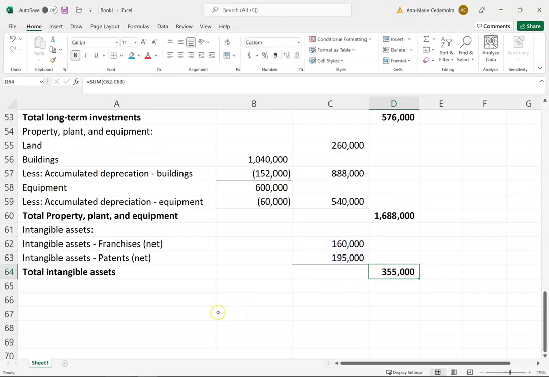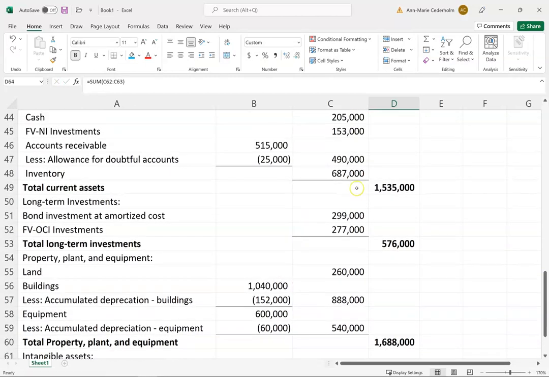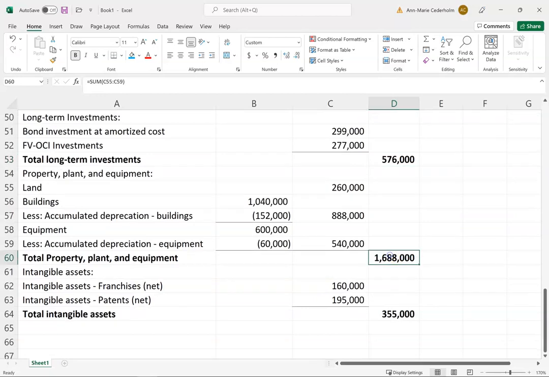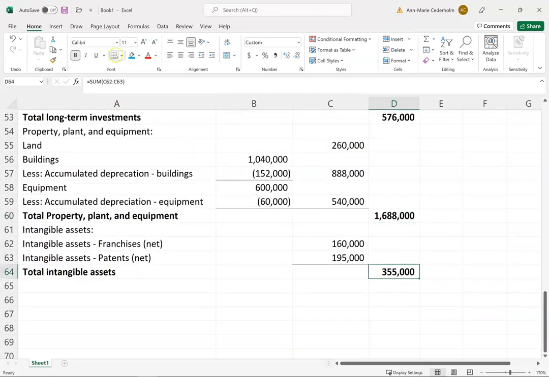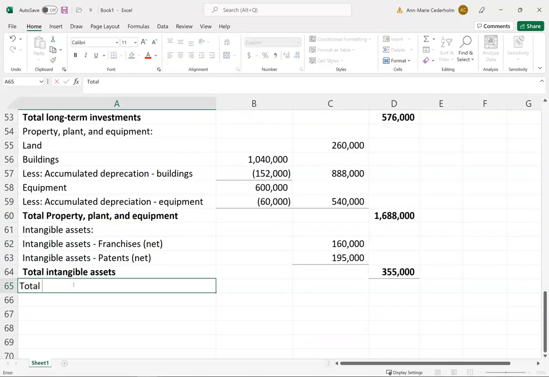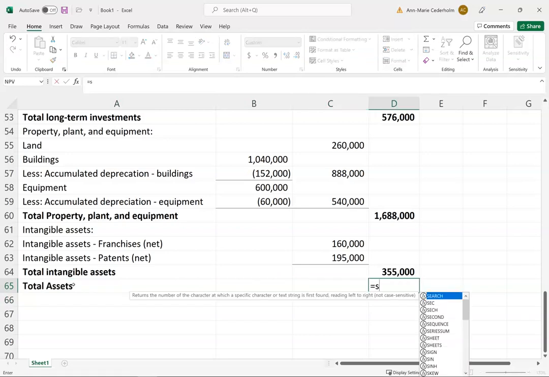Okay, so now I have a subtotal for my current assets, my long-term investments, my property, plant, and equipment, and my intangible assets. So I can now just go total assets and add these all up.